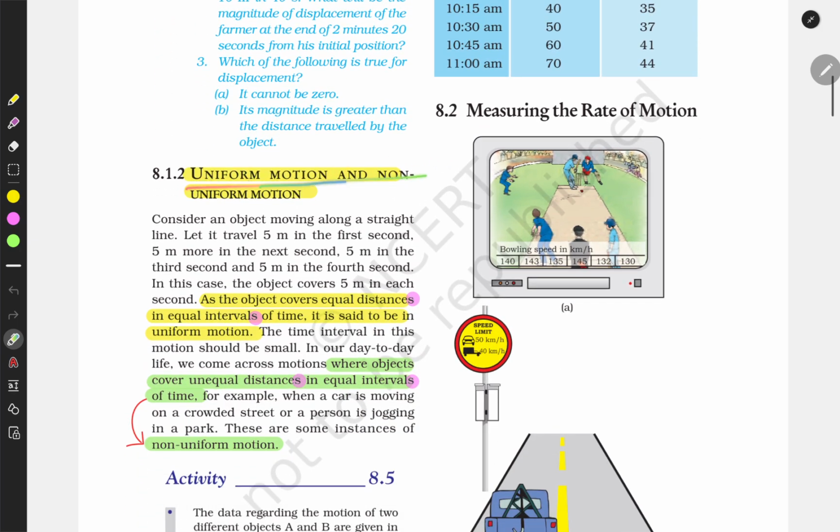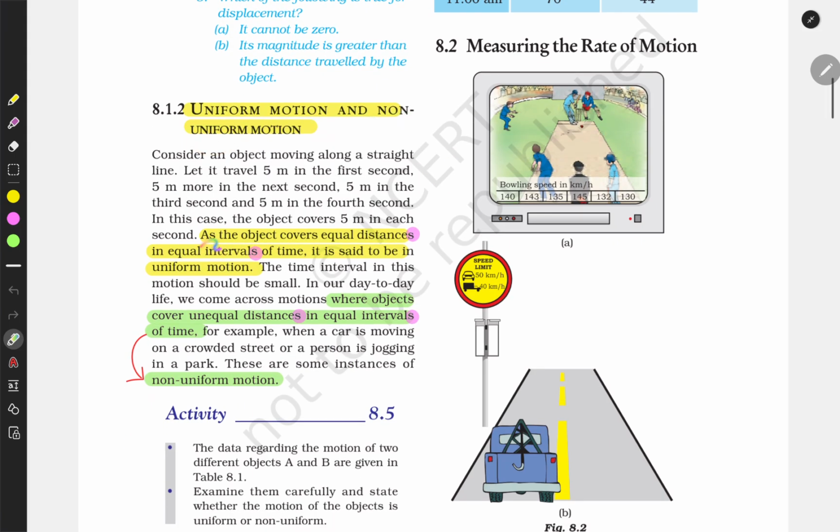Let's talk about uniform motion and non-uniform motion. What is uniform motion? When an object covers equal distances in equal intervals of time, it is said to be in uniform motion. For example, something traveling at 15 km per hour for a constant 3 hours is in uniform motion for those 3 hours.